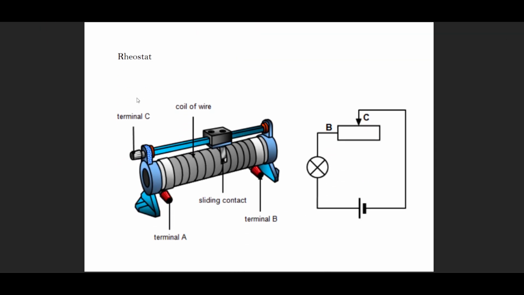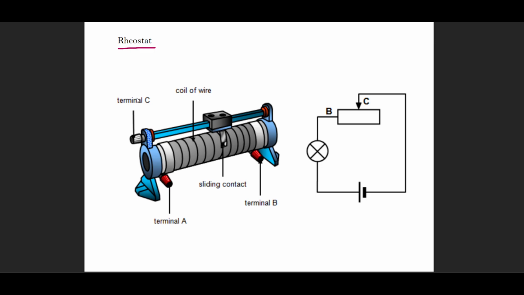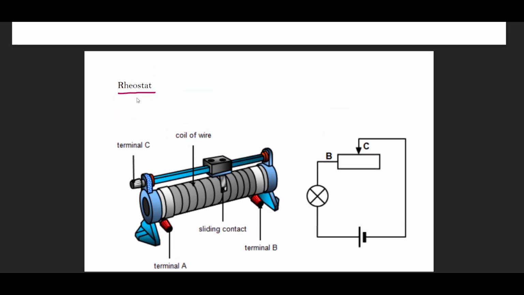And another part of this chapter, which is not mentioned in the course, but you will find these questions again and again, is the understanding of a rheostat. What is a rheostat? So a rheostat is just a coil of wire based on the idea that we have already established, that is resistance is equal to rho L over A.